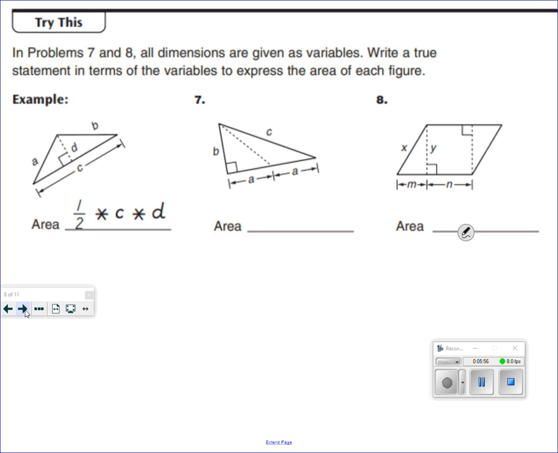In problem 7 and 8, all dimensions are given as variables. Write a true statement in terms of the variables to express the area of the figure. So taking a look at number 7, we have to find the area of this triangle. And remember, this is half base times the height, or it's base times height divided by 2.